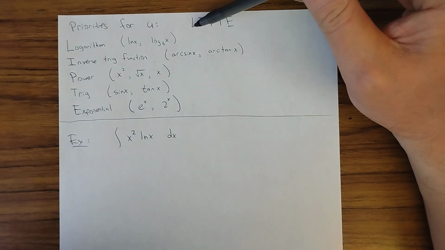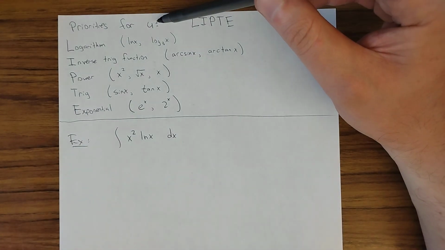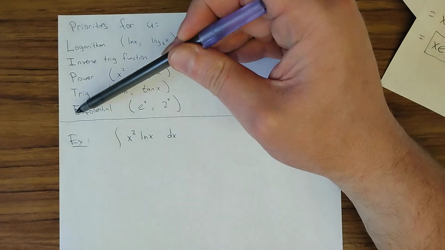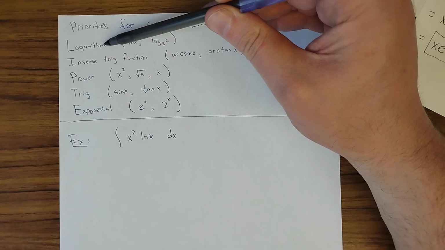And what I remember is LIPTE. What these are is it's priorities for you. I go down the list. The first thing I check is L, which stands for logarithm.